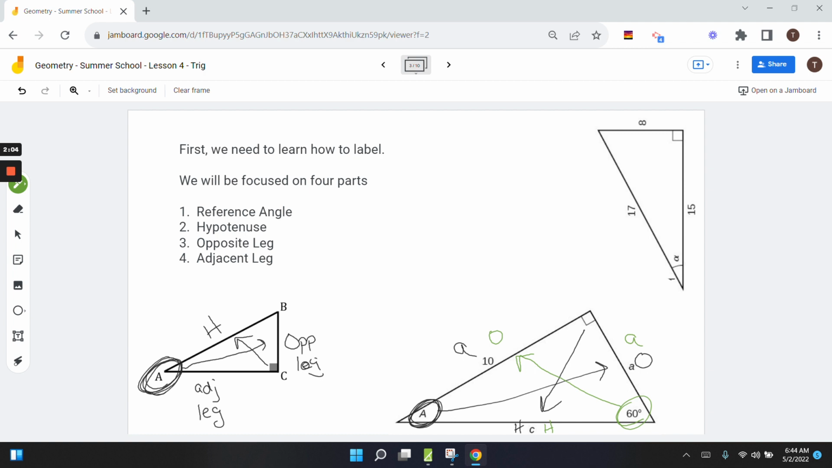Okay, so here's my reference angle. Across from the right angle is the hypotenuse. Across from my reference angle is my opposite leg. What's left over is adjacent.